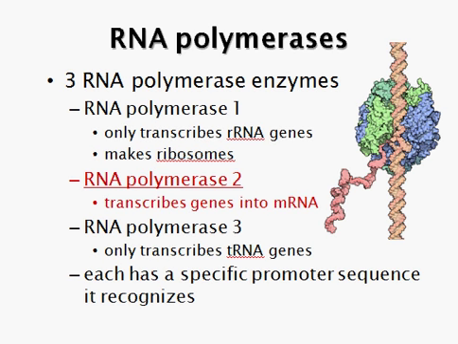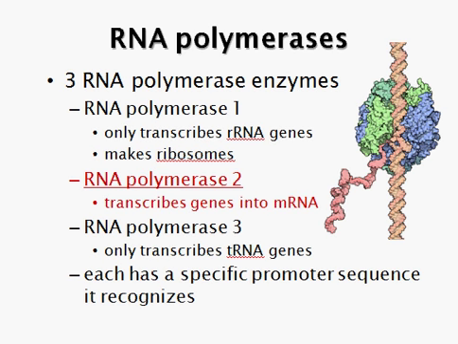The way these RNA polymerases know which genes to transcribe is that they only bind to a specific promoter sequence for the genes they are responsible for transcribing. So RNA polymerase 1 is going to look for the promoter sequence for ribosomal RNA genes. And RNA polymerase 3 is going to look for the promoter sequence for the transfer RNA genes. And then RNA polymerase 2 is not quite as picky. It's going to bind to the promoter sequence for all the other genes.